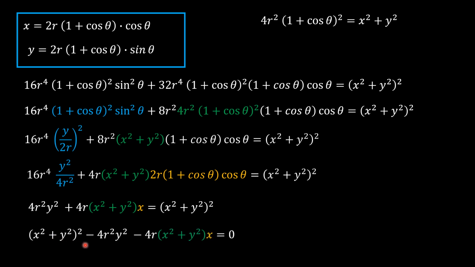So we can rearrange things a little bit. So we have the Cartesian equation of a cardioid being x squared plus y squared all squared minus 4r squared y squared minus 4r times x squared plus y squared close bracket times x equals to 0. So this is the Cartesian equation of the cardioid. And so let's go forward and see how we can plot these using Desmos.